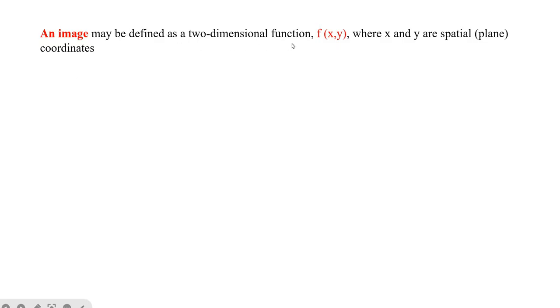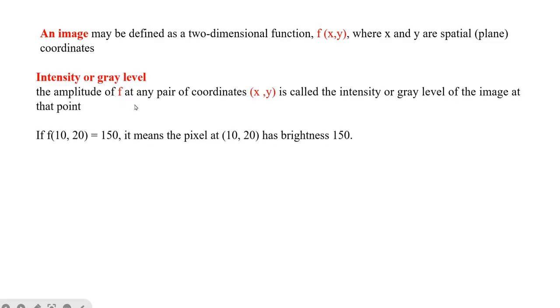So you can define an image as a two-dimensional function f of x comma y, where x and y are spatial, that is the plane coordinates. Next comes the intensity or the gray level. Intensity or gray level means how bright or dark a point in the image is. That is, it defines the amplitude of the function f at any pair of coordinates x comma y. Suppose for example, if f of 10 comma 20 is 150, it means that the pixel at 10 comma 20 has brightness 150. So that is nothing but the intensity or the gray level.